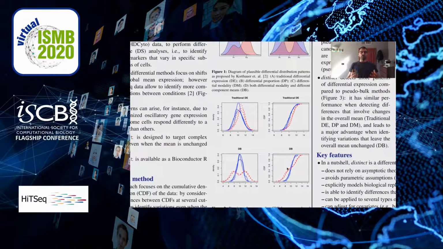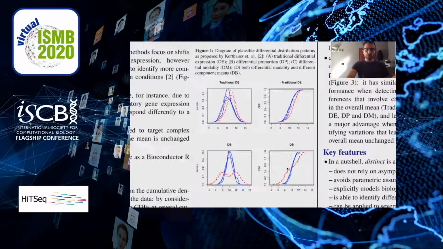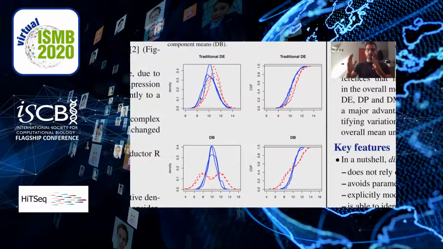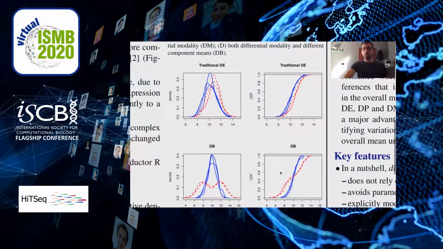Now, the key idea of distinct is to actually look at the cumulative density function. So if you take these two examples here, a canonical shift in the entire distribution on top, and a DB change, so a differential pattern with the same mean, on the bottom. If you plot the CDFs of both, you will see a clear difference between the red and the blue group in both cases. Obviously, on top, there will be a shift of the entire CDF, while at the bottom, you will have overlapping CDFs at the middle due to the fact that the mean is unchanged. But there will be differences in other areas of the CDF, particularly on the tails here.